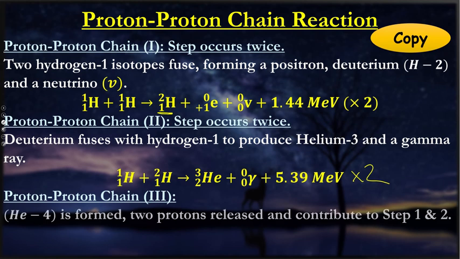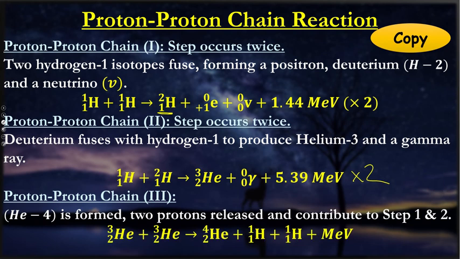And then the last one: the 2 helium-3s from the second reaction combine together to make helium-4. That produces 2 protons, and it releases a combined amount of energy. I didn't have that number there, but as you remember, it was about 12 mega electron volts. This step only occurs once.